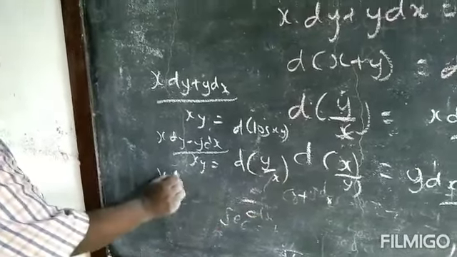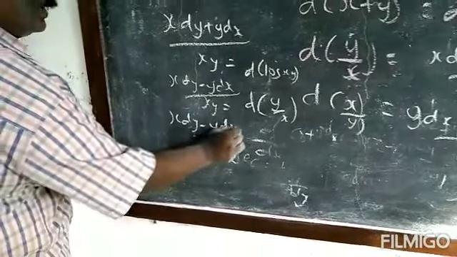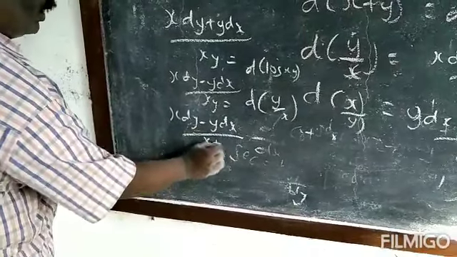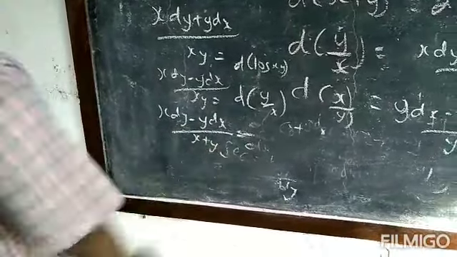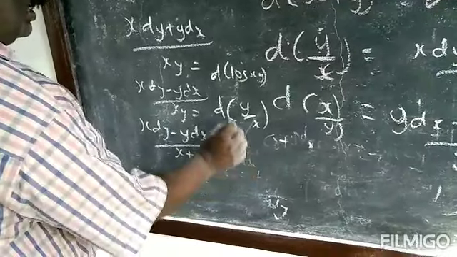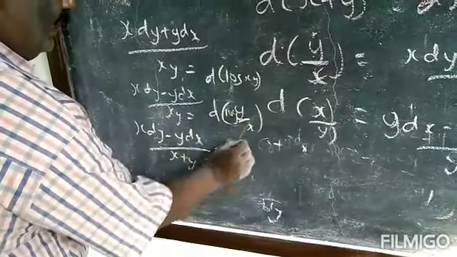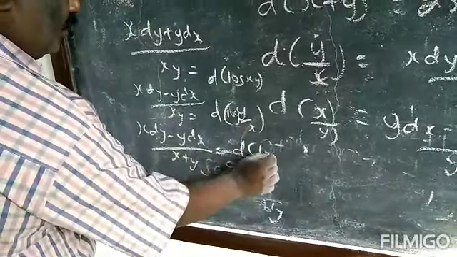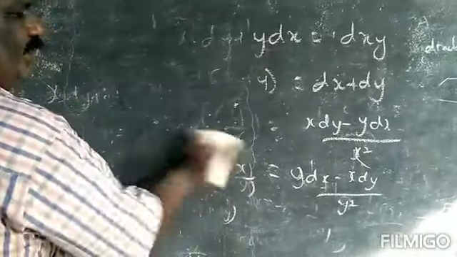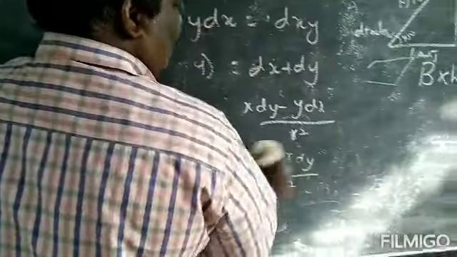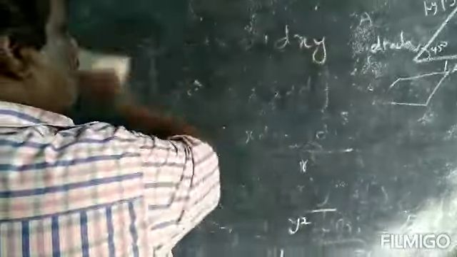While (x dy minus y dx) divided by (x plus y) is equal to d log (x plus y). So now we are going to discuss the important formulas connected with integral calculus.